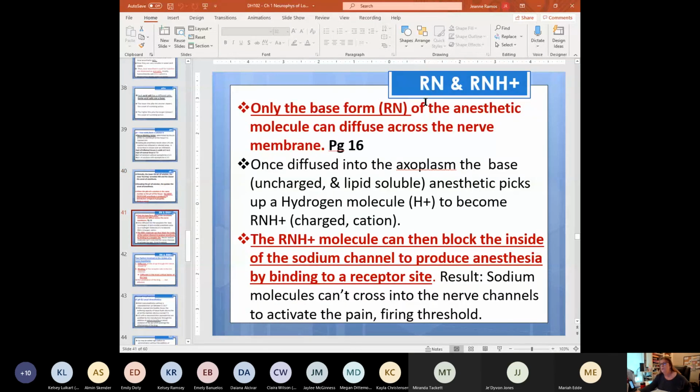So now we're going to go on to the RNs and the RNHs, that part where I was explaining. This is the base form, the RN part, the anesthetic molecule, and the positive charge is where this RN went inside and picked up an H positive. But on the outside of the nerve, the local anesthetic that comes out of our needle comes out with RNs and RNHs to begin with. So only the base form, the RN of the anesthetic, can diffuse across the nerve membrane. The RNH positives stay on the outside.